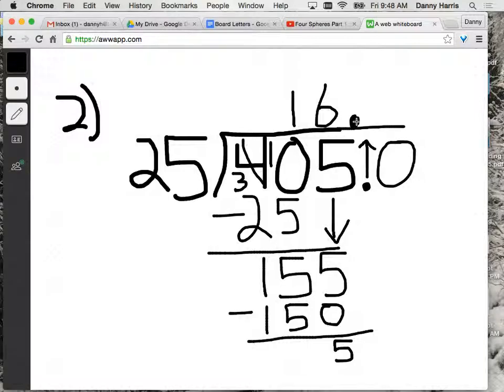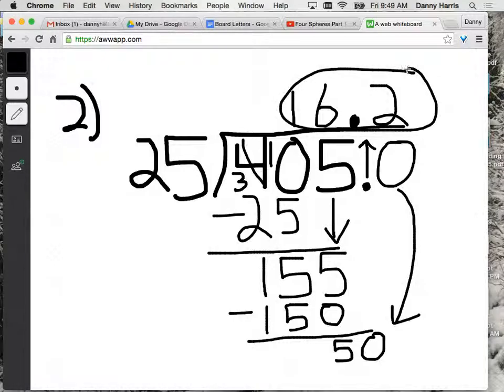This also makes sense if we think about what this means. If there's only 5 down here as a remainder and I have 25, I clearly cannot get an entire group of 25 into 5. So I need a decimal point, which means that the next number will be less than 1. So now that I've added my 0, I bring it down. This becomes 50. 25 goes into 50 twice. And I now have 16.2 instead of 16 remainder 5. This is a more accurate answer.